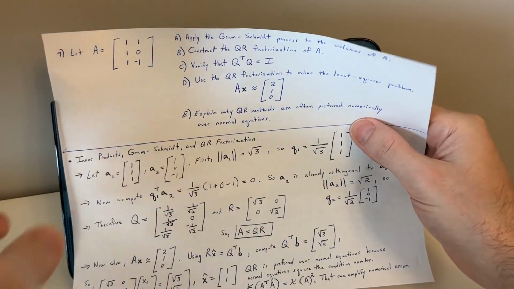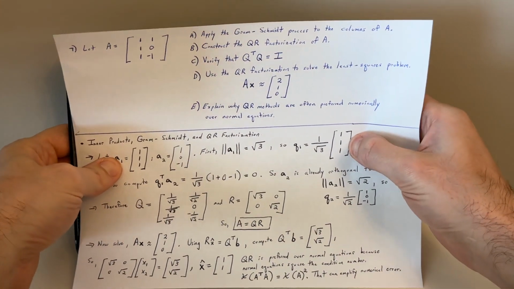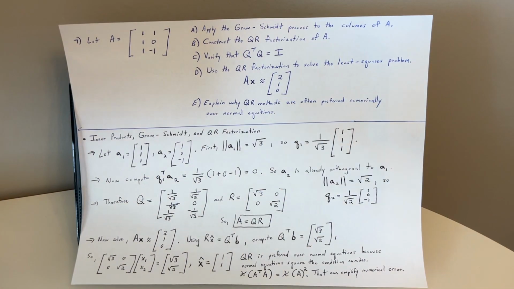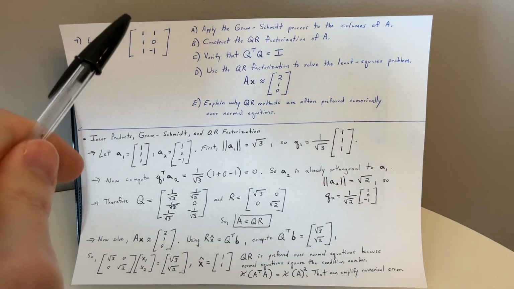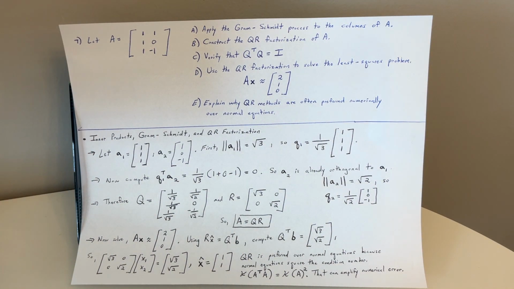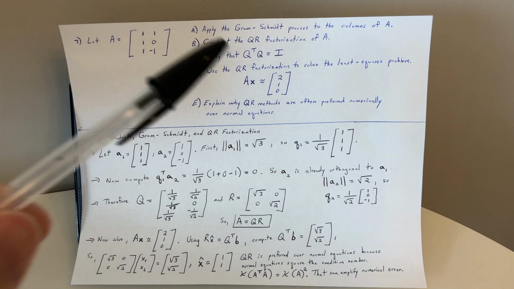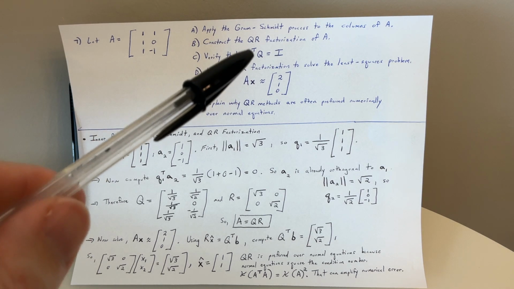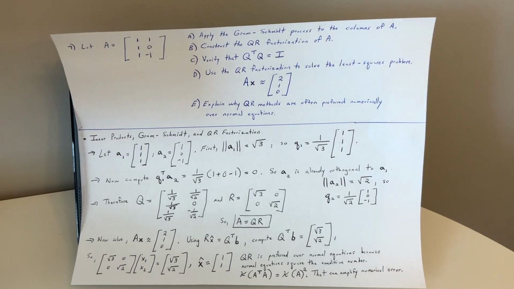Okay, so number 7, we're given this matrix here: column 1, 1, 1 and column 1, 0, -1. We want to apply the Gram-Schmidt process to the columns of A, construct the QR factorization of A, and verify that Q transpose Q is I.